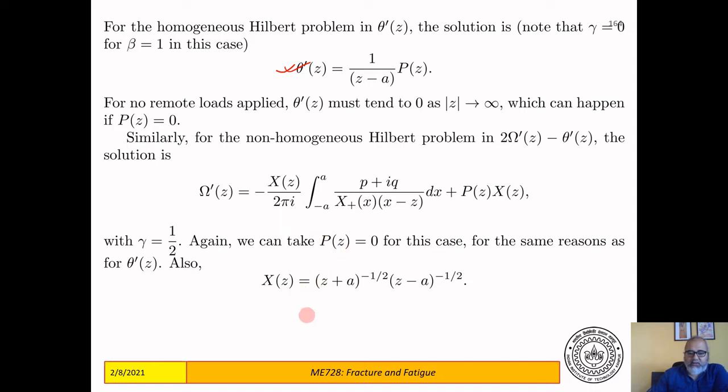Why? Because we have X(z) equal to (z plus a) to the power minus gamma, and (z minus a) to the power gamma minus 1. In this case, gamma turns out to be equal to 0. So this is 0.